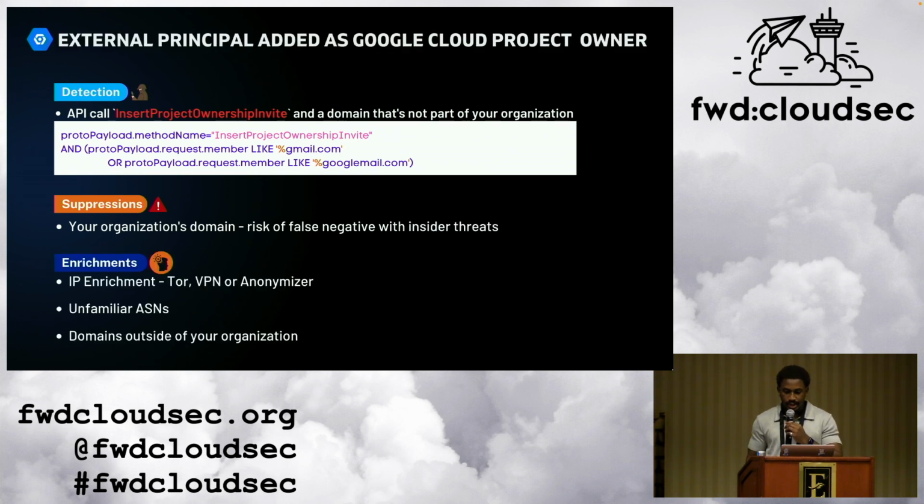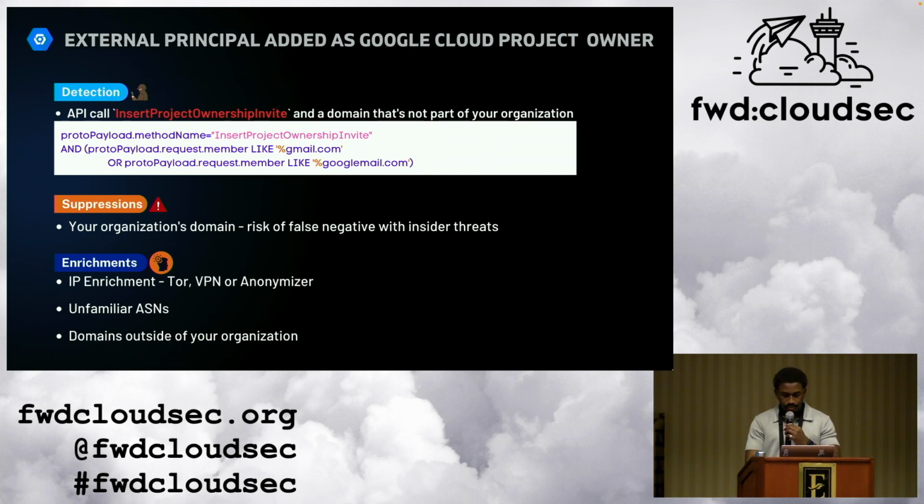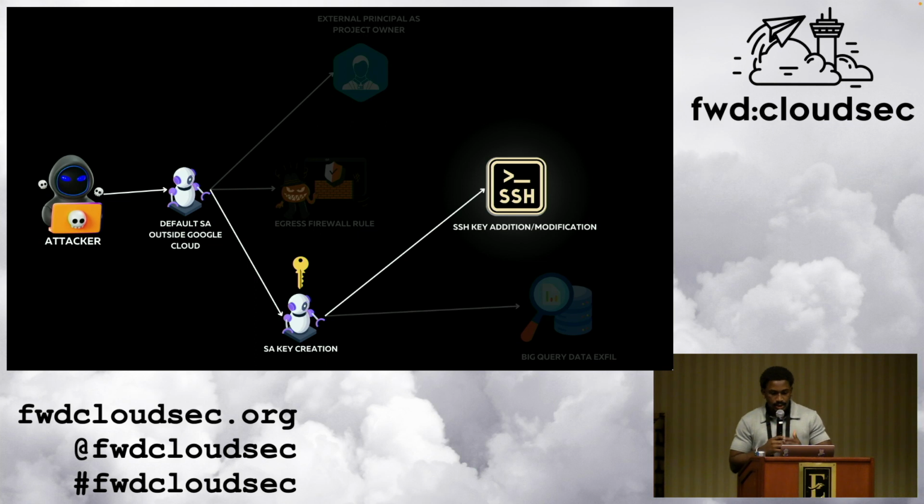And then finally, once again, you can look for various indicators such as IP addresses, unfamiliar ASNs, and also specifically domains that are outside of your organization's domain.